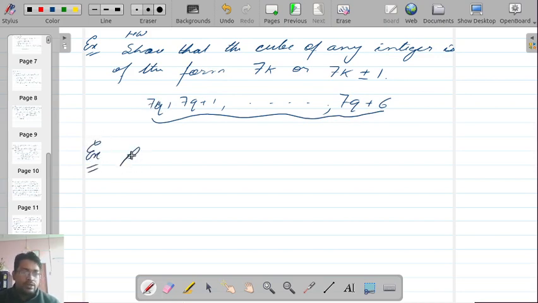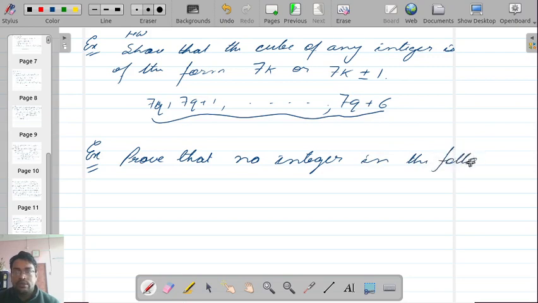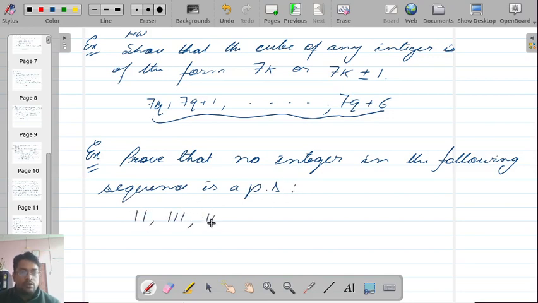So let us try this. Prove that no integer in the following sequence is a perfect square. What is that? 11, 111, 1111, 11111. 4 ones, then 5 ones, like that. The number of ones is increasing, so no integer here is a perfect square.